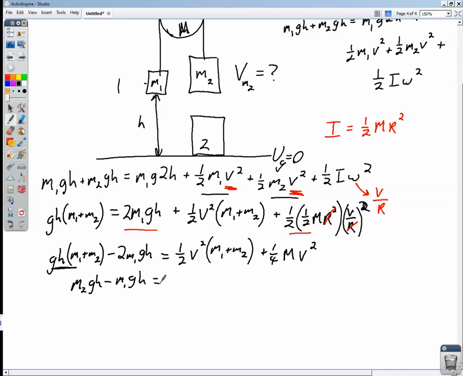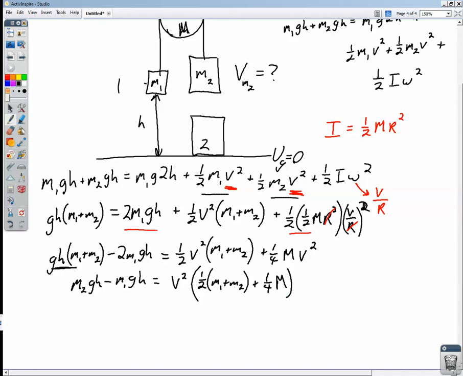And we're going to want to factor out that v squared. So let's go ahead and do that because there's a v squared in both of them. So that's going to give us 1/2 of m1 plus m2. And then it's going to give us plus a 4th of big M. And there is our v all by itself.